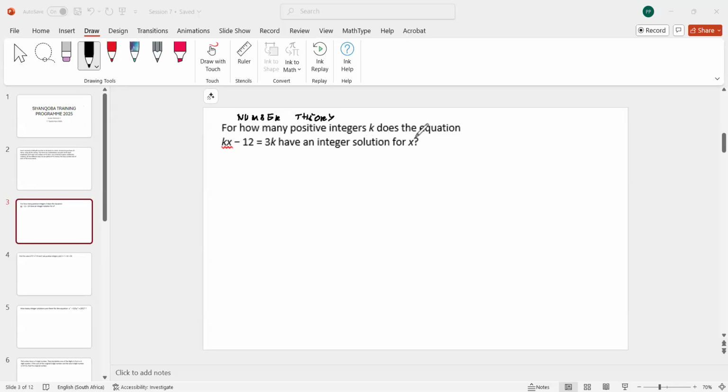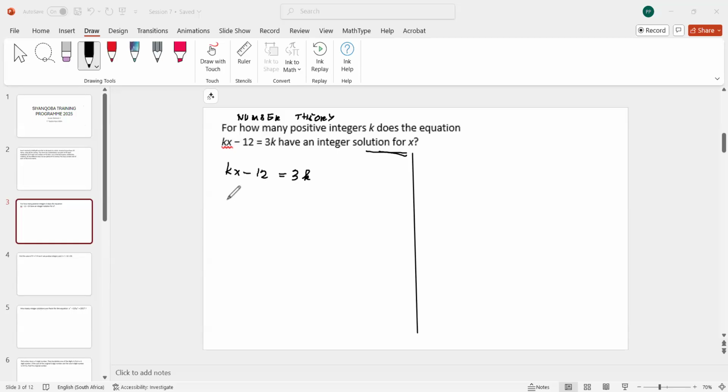Now, for how many positive integers k does the equation kx minus 12 equals 3k have an integer solution for x? So let's just try to understand what this question says. You have an equation, kx minus 12 equals 3k, right? And you want an integer solution for x. So let's solve for x, because they're asking you to solve for x.